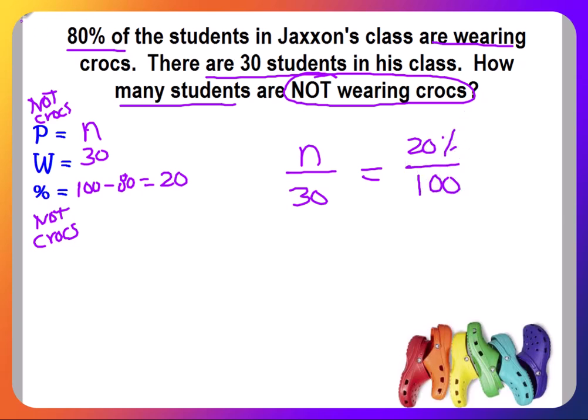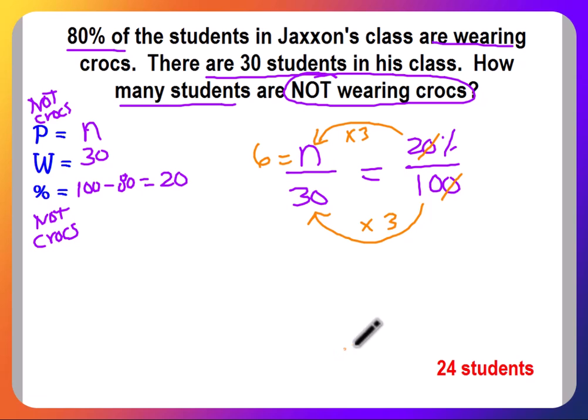And now let's find our scale factor. Our unknown is on the left, so we're going to go from right to left. We cannot turn 100 into 30, so we need to simplify. I'm going to use my shortcut trick because I see they both end in a 0. Cross off a 0 on each. That's the same as dividing by 10. Now we have 2 over 10, and we can definitely turn this 10 into 30. We're getting bigger, so we multiply by 3. Do the same thing with the 2, and 2 times 3 is 6. So 6 students are not wearing Crocs.